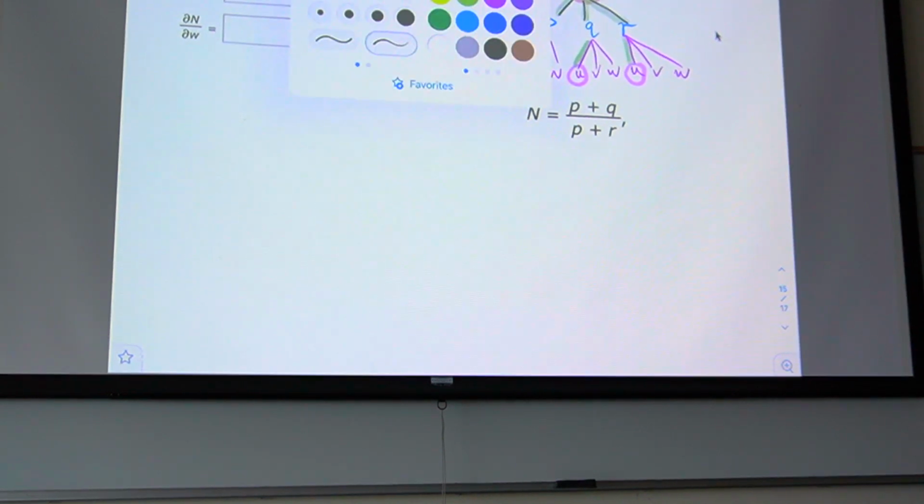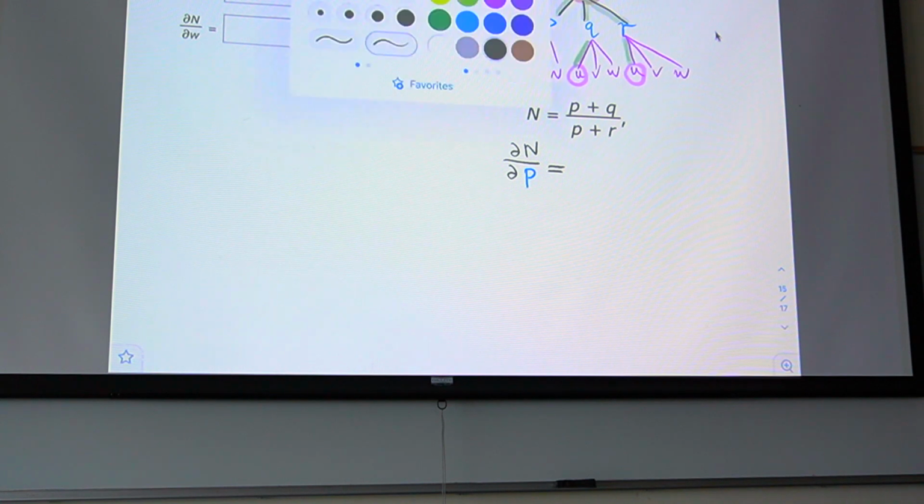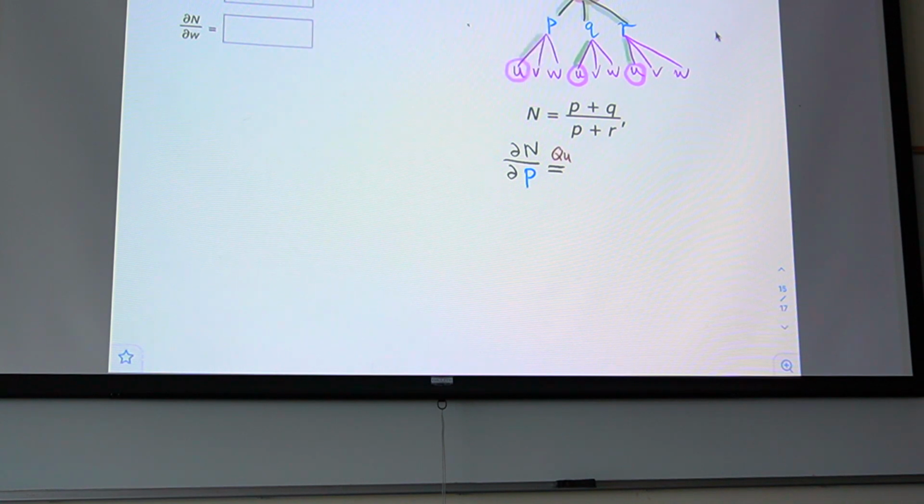And what do I need to find? I need to find ∂N/∂P. Just do one of them. How do you do that? What kind of rule do you need? Well, think about Q. Quotient. Yeah, it is a quotient rule, right? Good job. So we use the quotient rule. So that'll be what? (U V prime minus U prime V) over V squared.